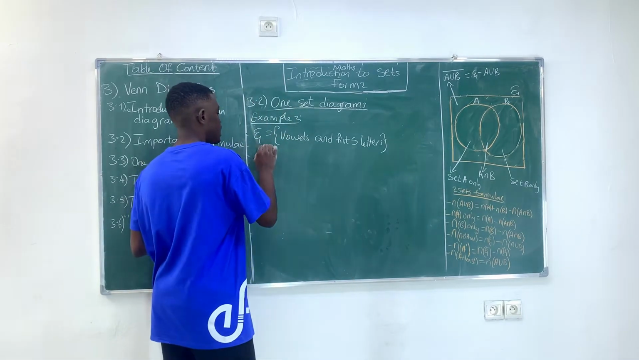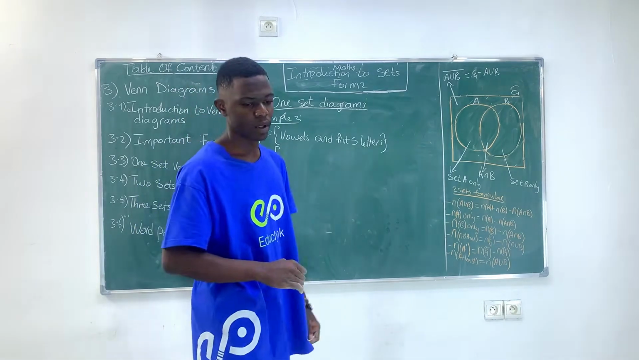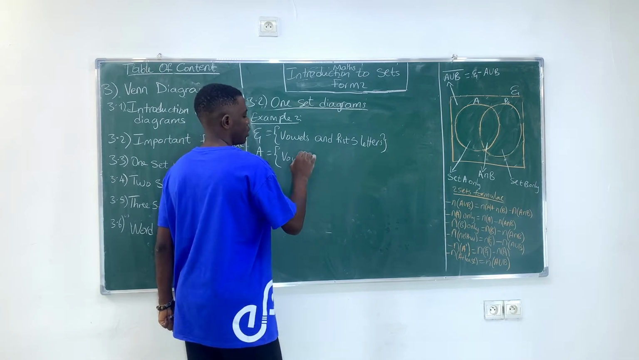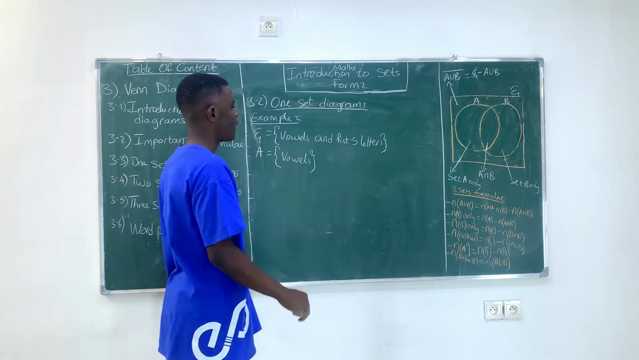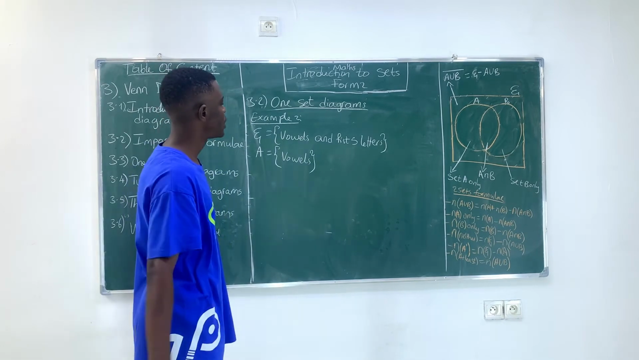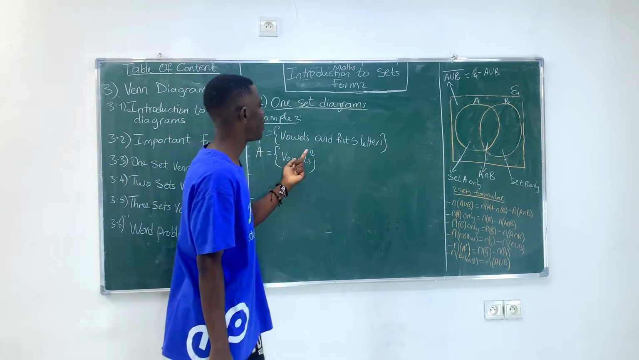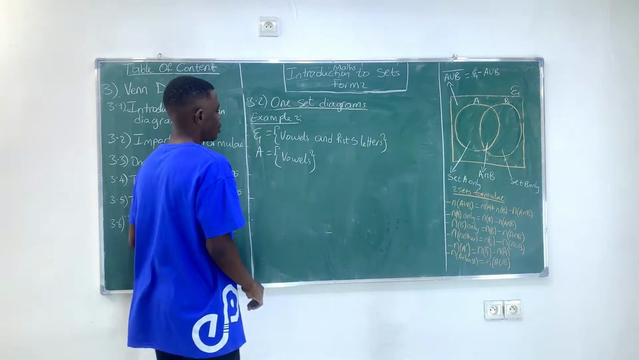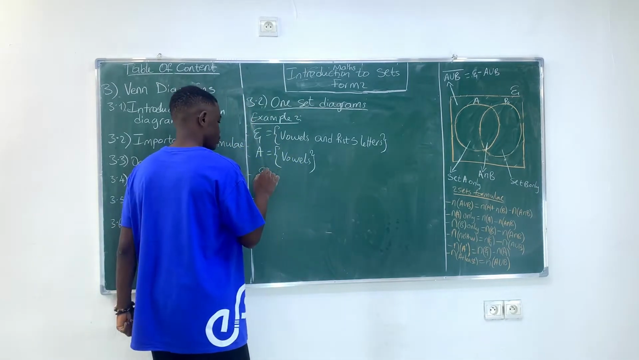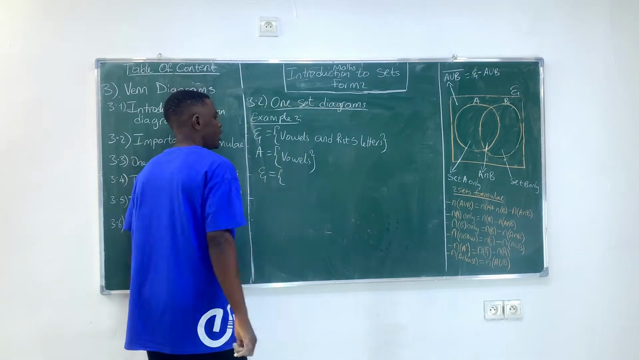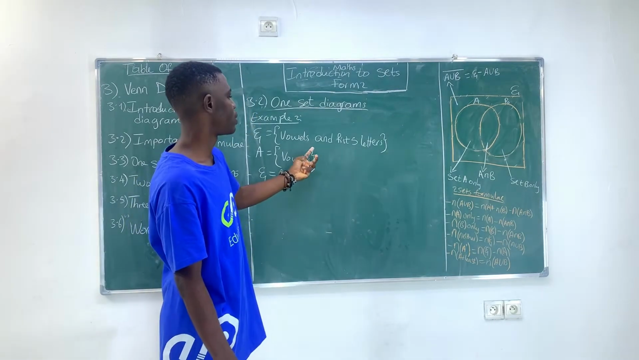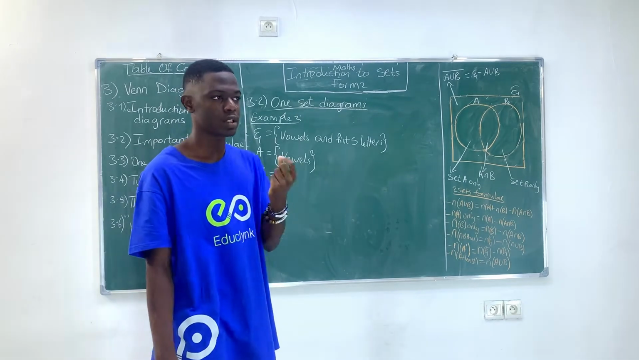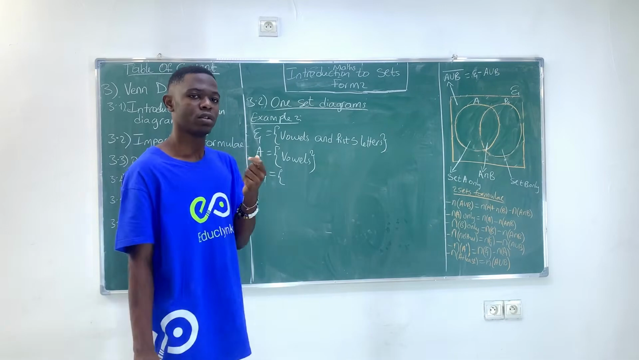Now, you have another set A called vowels. So you have two sets: the universal set, which is the first five letters, and set A, which is the vowels. So how do you represent this? You first have to put all of the sets in the listing method so that you can see actually with your eyes what are the members of the set.